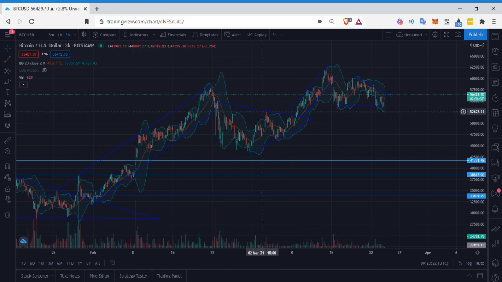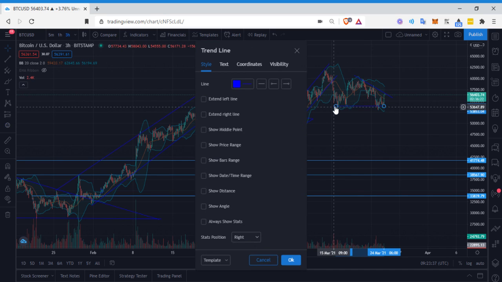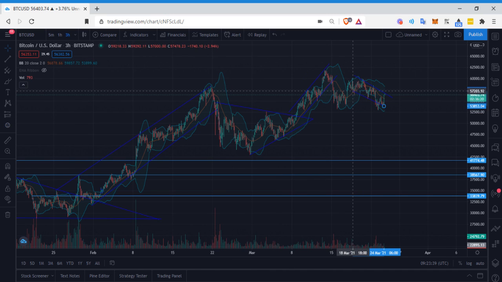Then we started forming somewhat of a symmetrical triangle. You can kind of draw this a couple of different ways. And then we entered another rising wedge out of this symmetrical triangle, broke down out of this again, formed this W. This was a fake out. Now we're forming somewhat of a bearish descending wedge right there, or a bull flag. But you can draw this in many ways.